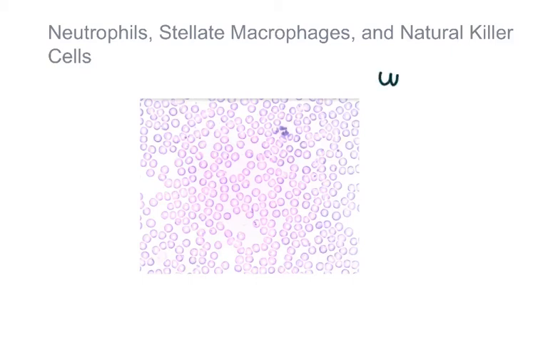Alright guys, welcome back to Underground Science, and in this video, we're going to be looking at neutrophils, stellate macrophages, and natural killer cells. So just to talk about them as a brief overview, so we can get more familiar with them as we go on into the immune system. Alright, so let's start with neutrophils first.